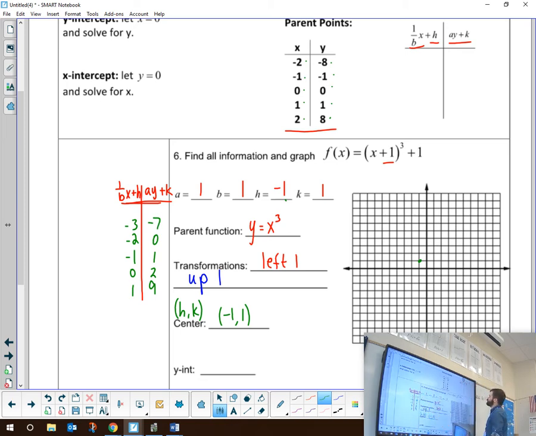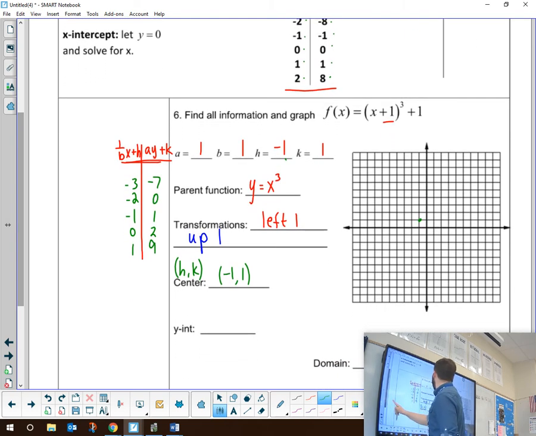So all we've done is take these points, affect them with h and k and a and b, and we've got a new set of points that I can put on my graph over here. So we already have a point at -1, 1. Now I'm going to have a point at 0, 2. I'm going to have a point at 1 all the way up to 9. I'm going to have a point at -2, 0. And I'm going to have a point at -3, -7.